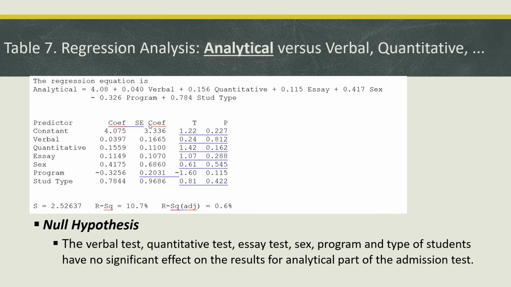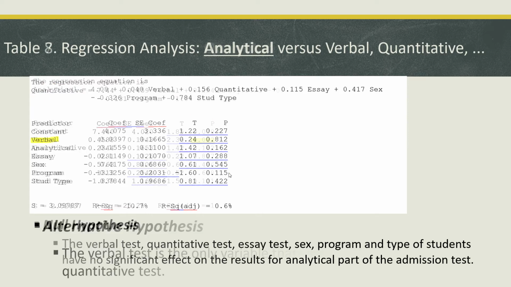The rest of the other variables are not significant for the verbal test. Next is analytical versus the rest of the variables. The null hypothesis is accepted since none of the variables significantly affect the analytical test. The p-values are all more than 0.05.